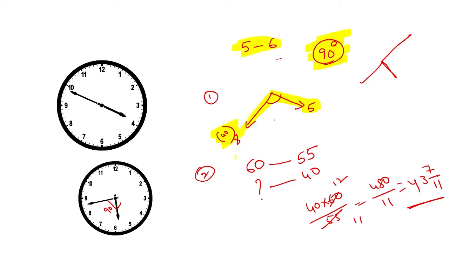Second one, write this line. Every 60 minutes in the original time is equal to 55 minutes in the wrong time. So we want to find out the original time corresponding to 40 in the wrong time. Simply do the cross multiplication, you will get your answer. Okay.